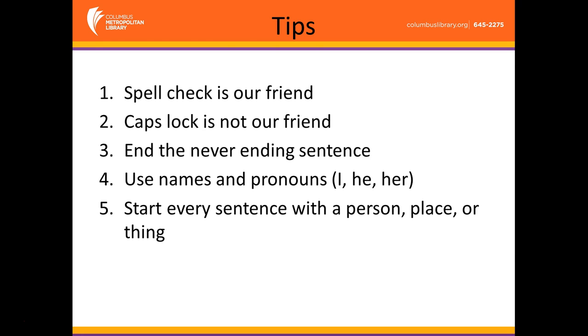The next one, caps lock is not our friend. Some incident reports that I see will be in all capital letters. Somebody uses caps lock and types it out that way.